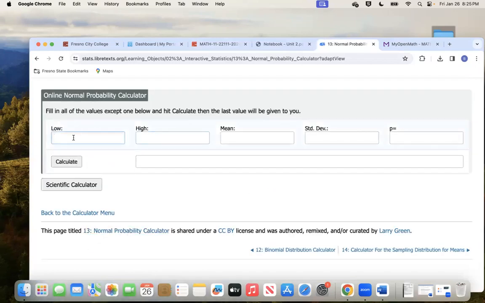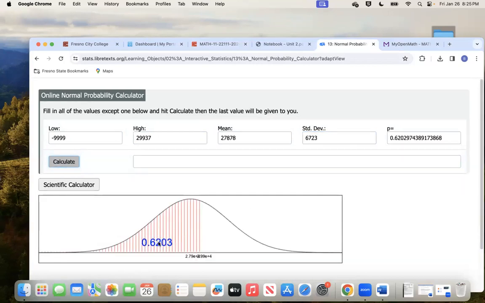Okay, so there's our low, negative 9999. Our high was 29,937. The mean, the middle, was 27,878. And the standard deviation, what was that? 6,723. And calculate. The P is, there, see, it shows the same curve we've got from right here going forever left, 0.6203. And so that is the answer for that part.